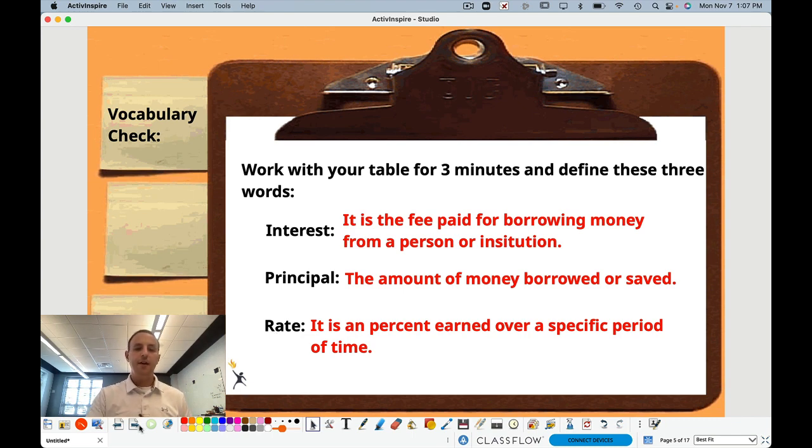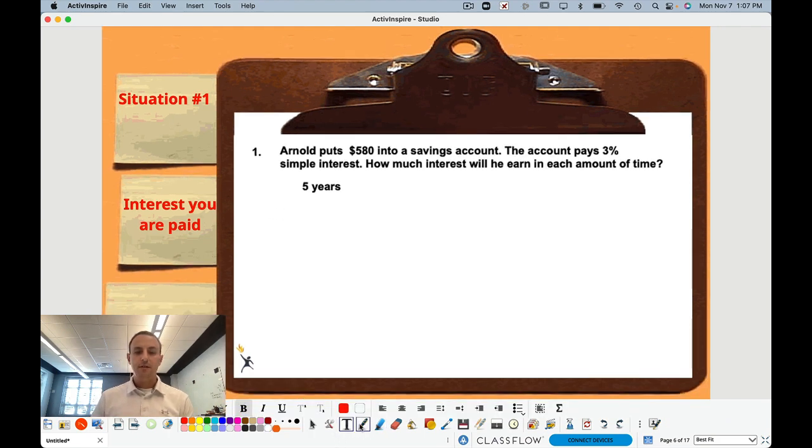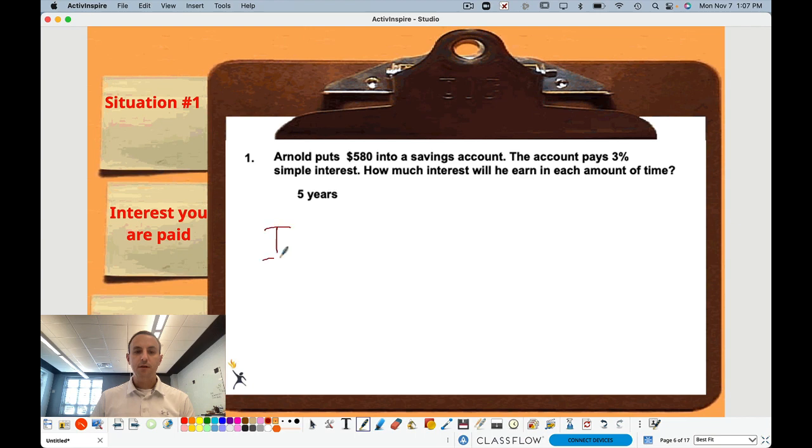All right, so everyone's gotten the vocabulary written down. Let's take a look at this first problem. Arnold puts $580 into a savings account, and the account pays 3% simple interest. How much interest will he earn over each rate of time? So we've got a couple pieces we have to get. Now, our original formula is interest, or your simple interest, equals the principal times the rate times the time. So we need to be able to pull all that information in.